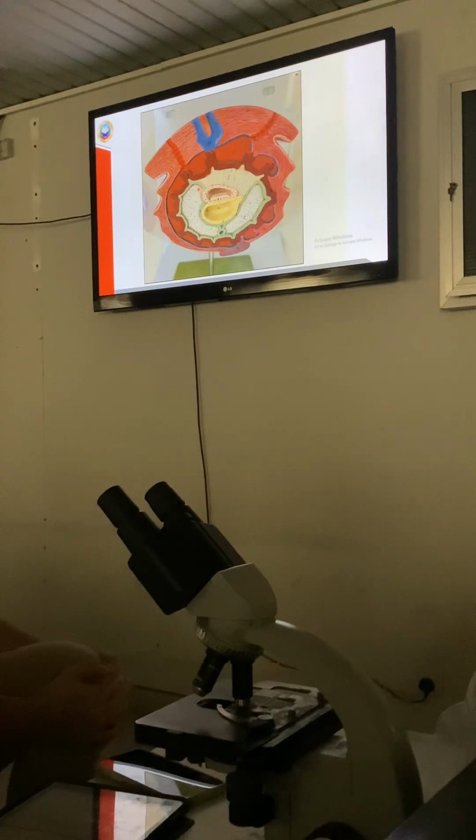You can see that the chorionic cavity surrounds the whole embryo except in this region. This region is called the connecting stalk. The connecting stalk later forms the umbilical cord. Is that clear? This is the connecting stalk.